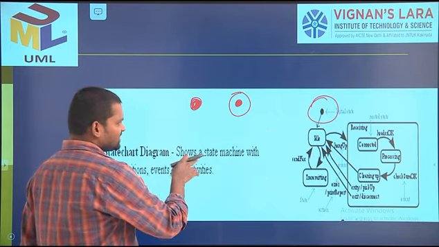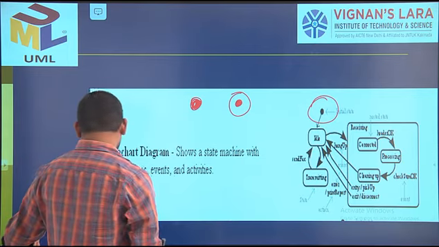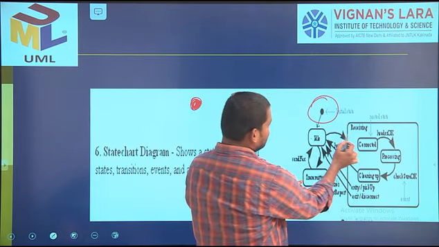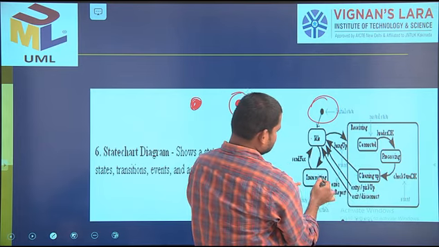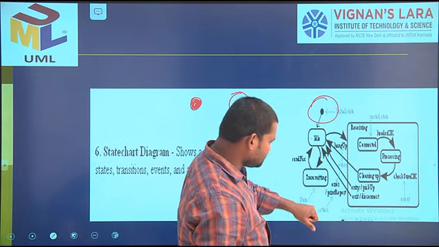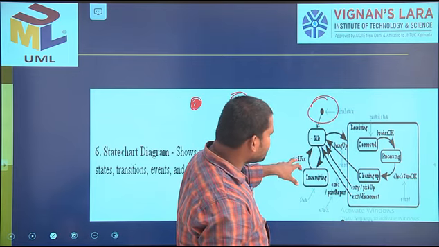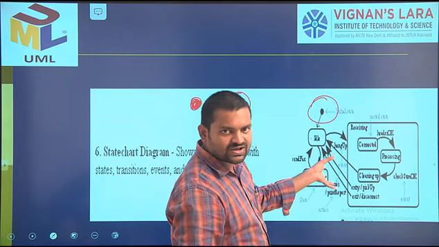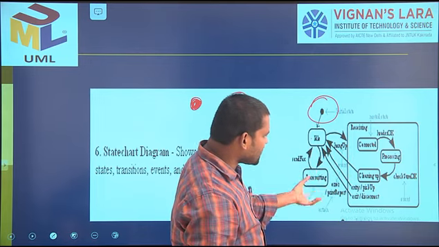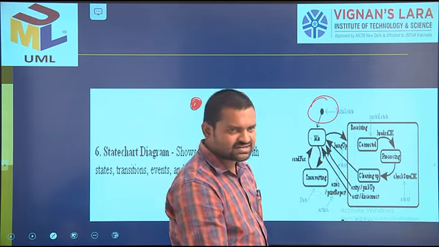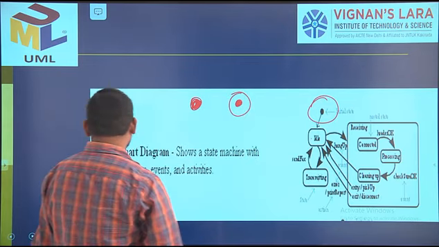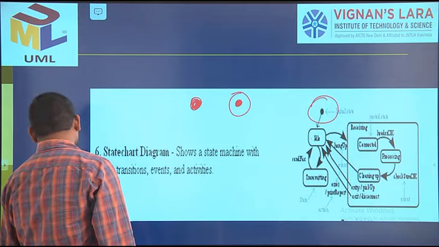So, this is the state chart diagram. It contains different kinds of events. All these are states. It also contains different kinds of information, and the transitions from one state to another state, and what kind of event transfers from one state to another. So all this information is available with the state chart diagram, right?